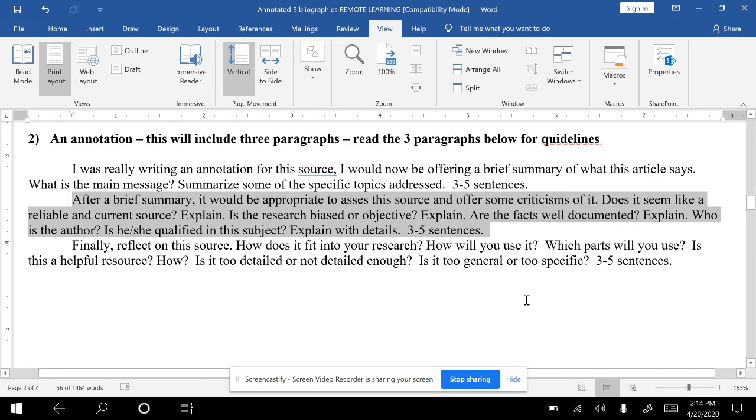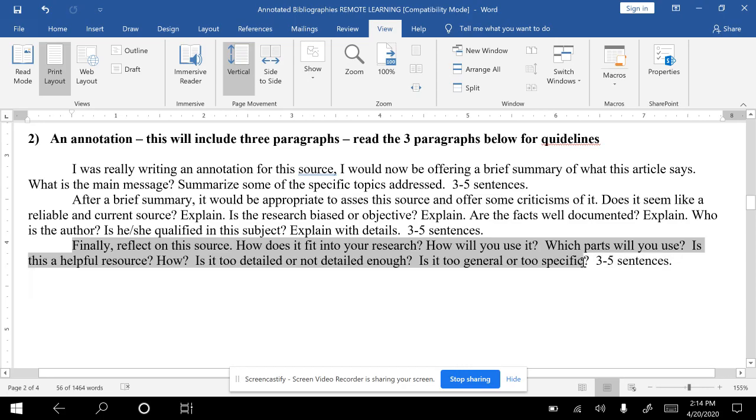After the brief summary, you want to criticize it. Does it seem like a reliable and current source? Explain. Is it biased or objective? Explain. In what way? Are the facts well documented? How? How are they not? Who's the author? Is this person qualified? Explain. 3 to 5 sentences.